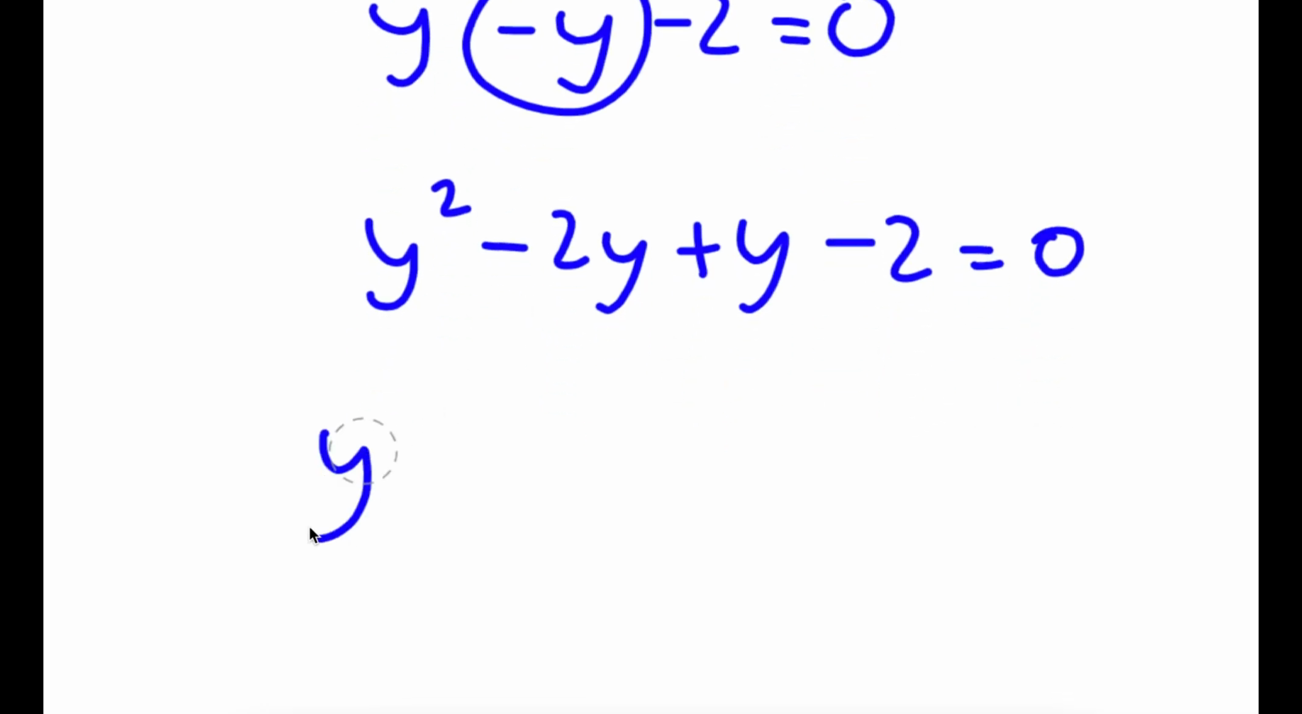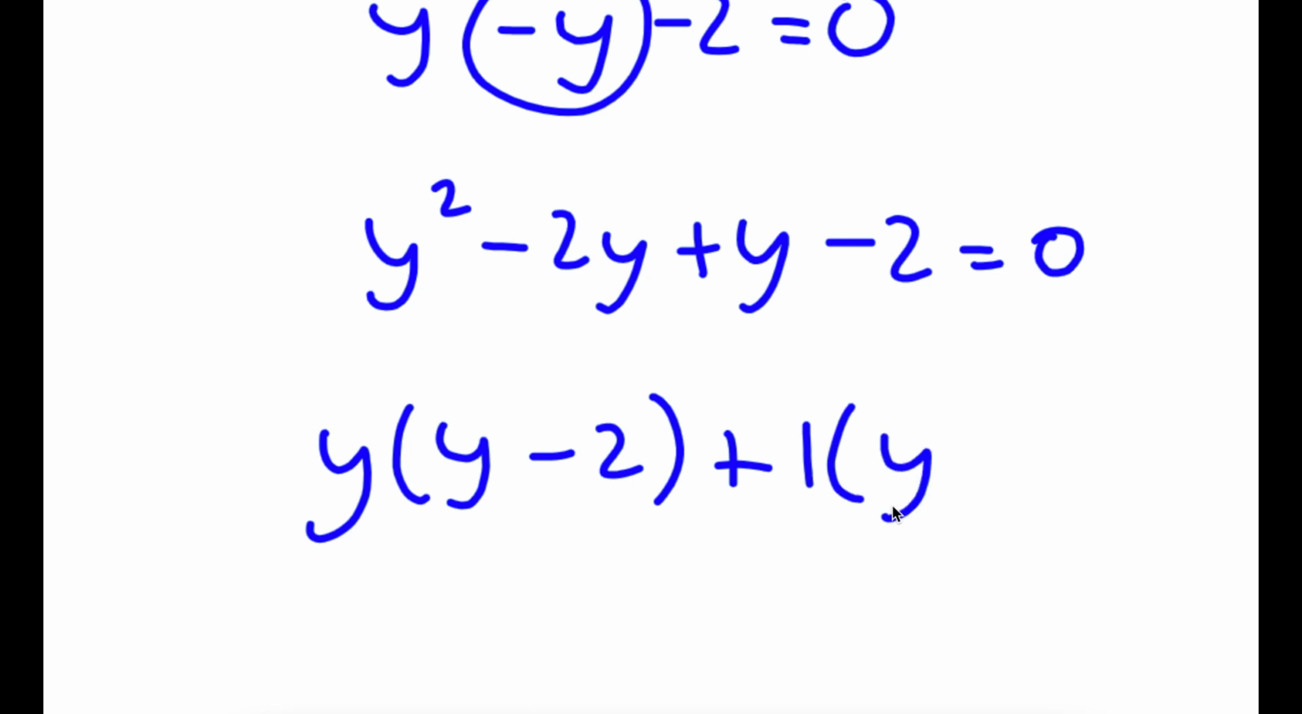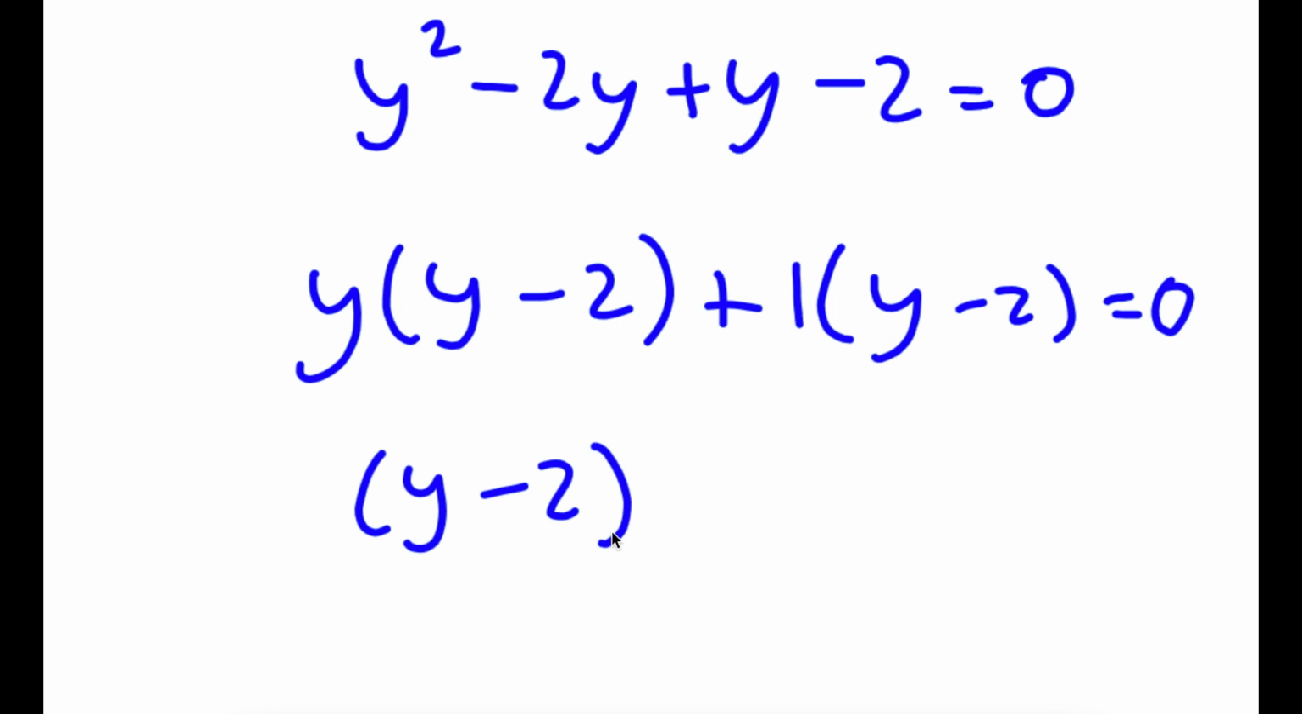Now from here, if I factor out y from y squared minus 2y, I get y times y minus 2. And the greatest common factor of y and negative 2 is just 1. So I have 1 times y minus 2. And now if I factor out y minus 2 from this, I get y minus 2 times y plus 1 is equal to 0.